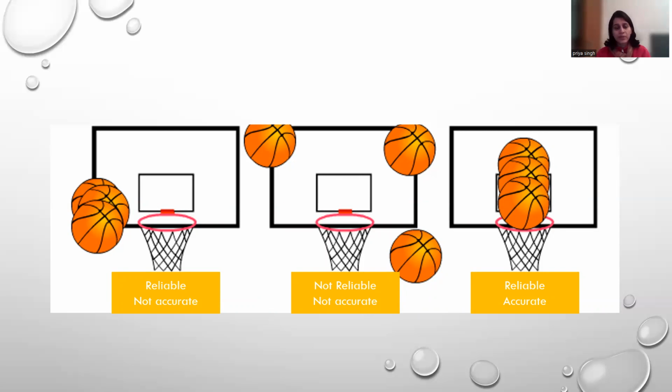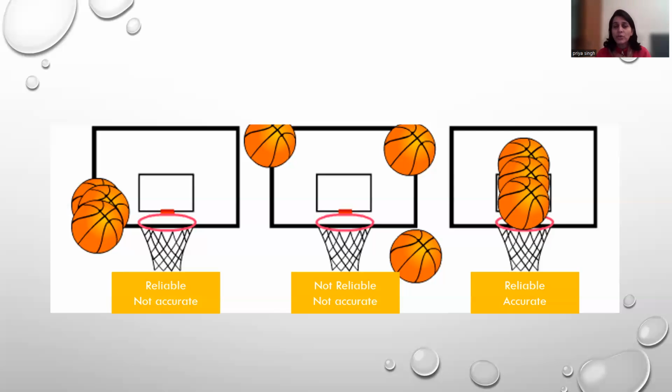In this figure, I'll explain about reliability and accuracy. In the first picture, you can see that a basketball player is trying to put the basketball in the basket and he's trying again and again. In three of his attempts, the ball is hitting the same point of the backboard, but it's not going into the basket. That means the technique is reliable because on repeated attempts, the ball is hitting the same place, but it is not accurate because the ball is not going into the basket.